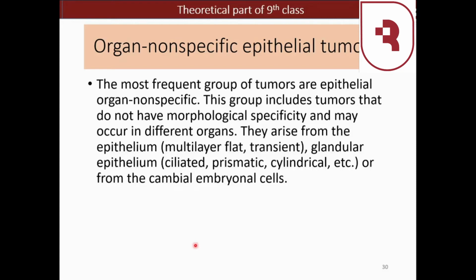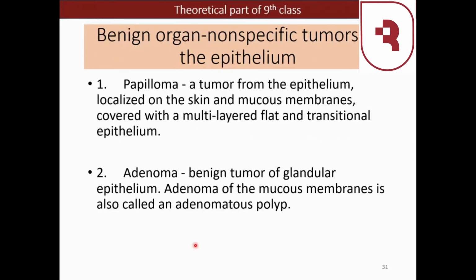have morphological specificity and may occur in different organs. I have already told you about it. They arise from the multilayer flat epithelium, transitional layer epithelium, or it may grow from the glandular epithelium or from the cambial embryonal cells. Benign organ non-specific tumors of the epithelium are papilloma and adenoma.